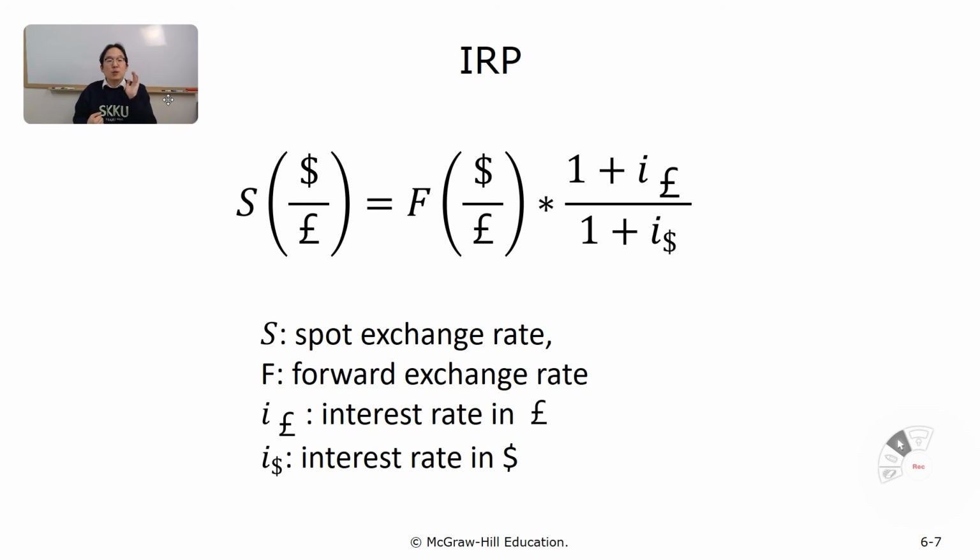S equals F times (1 plus I in pounds) over (1 plus I in dollars). What do you mean? Well, S stands for spot exchange rate. F stands for forward exchange rate. And I stands for interest rate, and the subscripts stand for the currency that you are interested in.